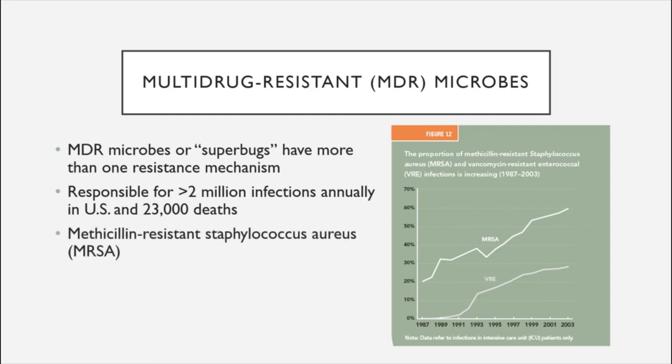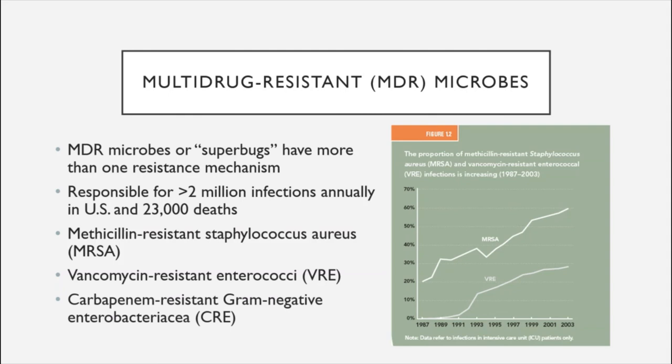One common MDR microbe is methicillin-resistant Staphylococcus aureus, also known as MRSA. And we can see in this graph right here the rate at which MRSA has been increasing over time between 1987 up to 2003 is a very dramatic pace. The other line on this graph represents vancomycin-resistant enterococci, or VRE, which has also been increasing.